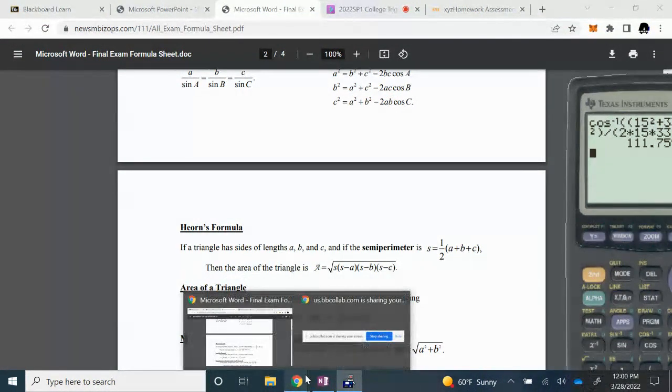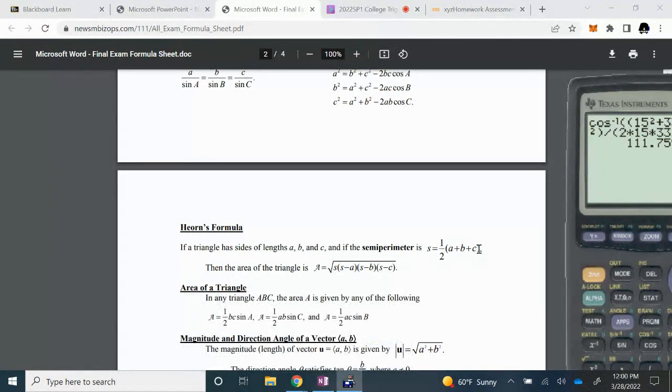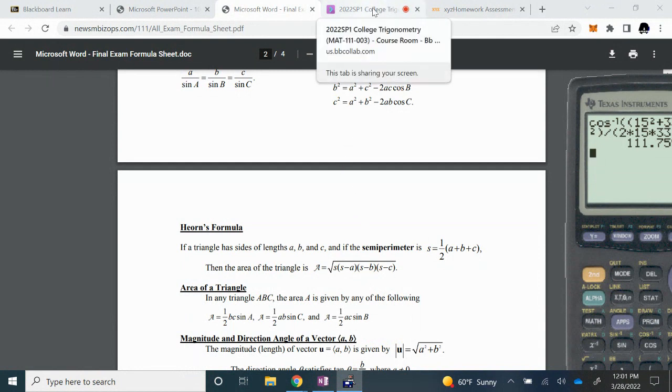So it's actually a two-step process. The first thing you have to do is find S. And then after you find S, you must take S and use that in the area formula. So let's take a look at an example.